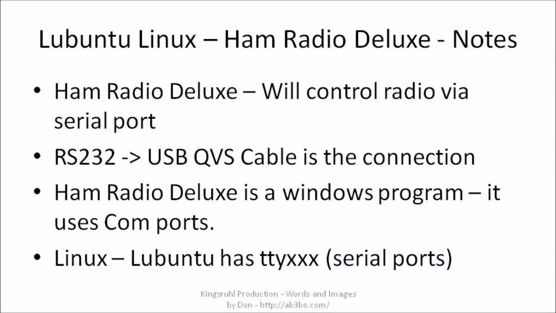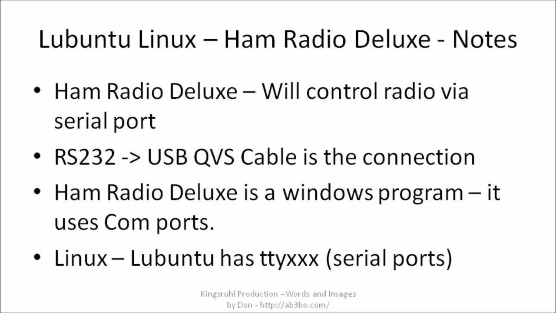Some notes before we continue. Ham Radio Deluxe will control the radio via the serial port. The RS-232 to USB cable, the QVS cable that we have, is what forms the connection between the radio and the computer. Ham Radio Deluxe is a Windows program, so keep in mind that it uses COM ports. It recognizes COM ports. Linux recognizes these ports as TTY ports.